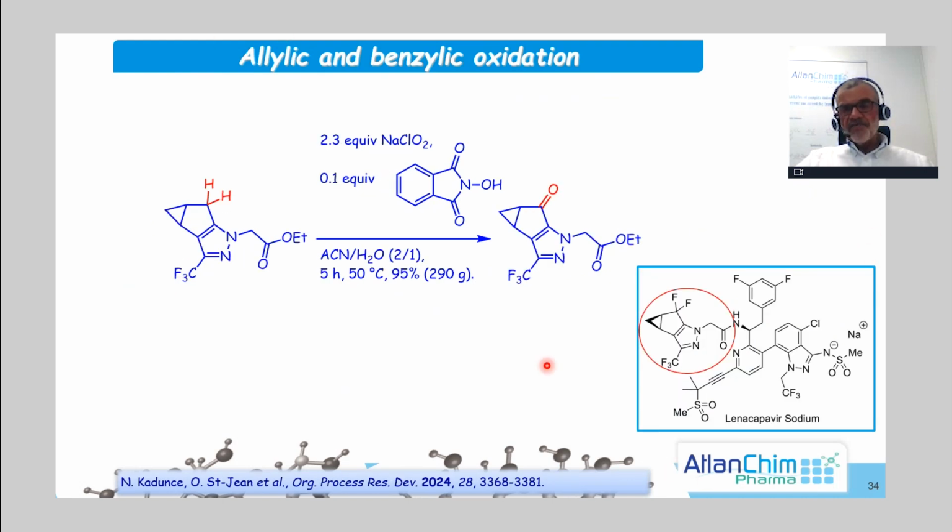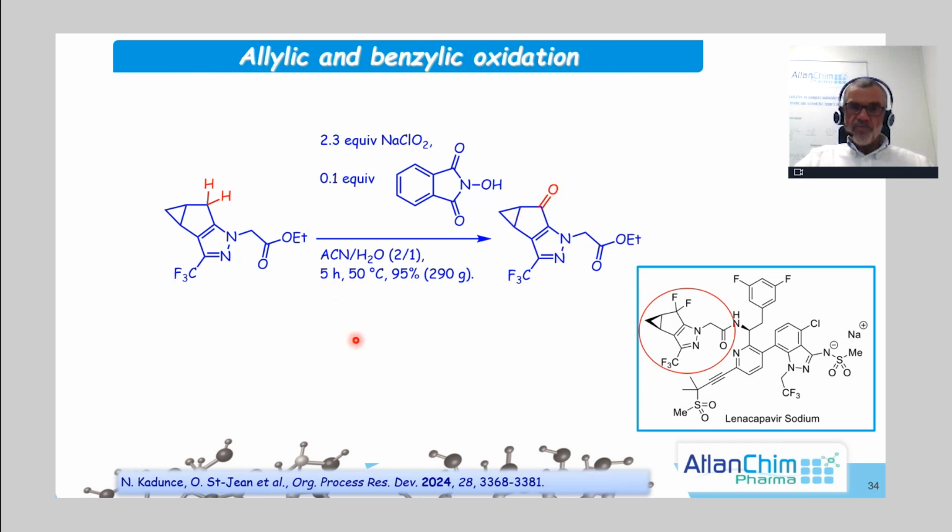In the synthetic development and scale-up of a complex pyrazole fragment here of lenacapavir, a drug recently approved for long-acting treatment of HIV, CH oxidation using sodium chlorite and N-hydroxyphthalimide conditions was used to prepare this racemic ketone intermediate here on 300 gram scale as presented in this slide. The desired ketone was isolated in 95% yield.